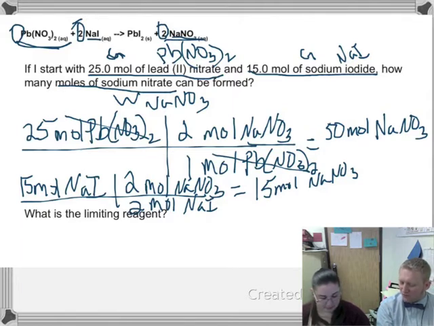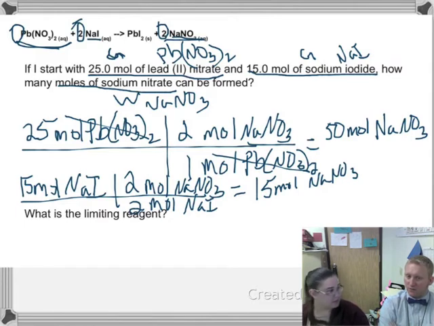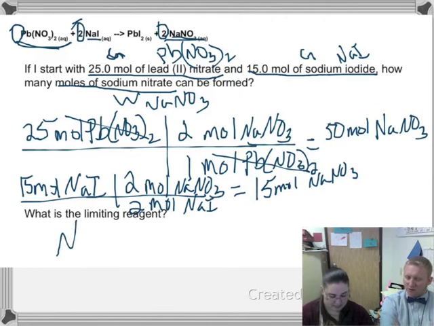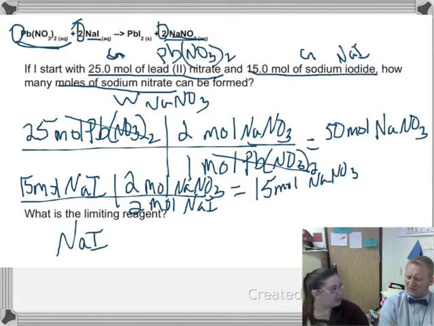The 15 moles of NaI, because we only ended up with 15 moles, versus the 50 moles with the Pb(NO3)2. So which one limited the reaction? I'm going to go ahead and say the NaI, the sodium iodide. Yep. And that's as easy as it is. That actually is a lot easier than I expected it to be.